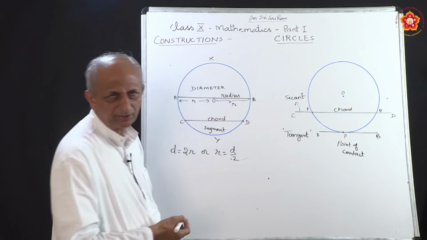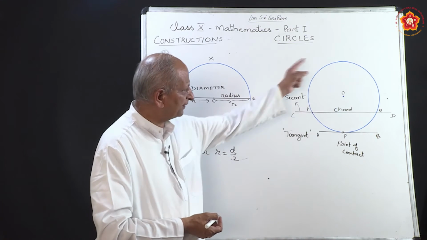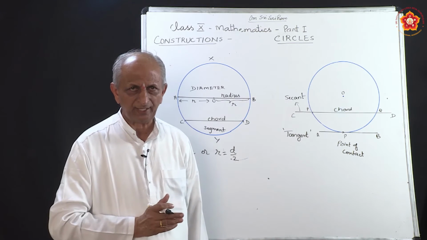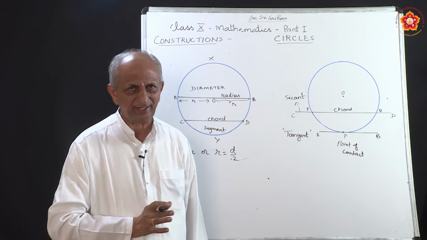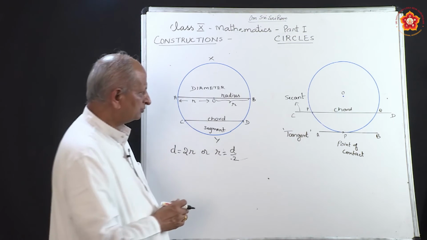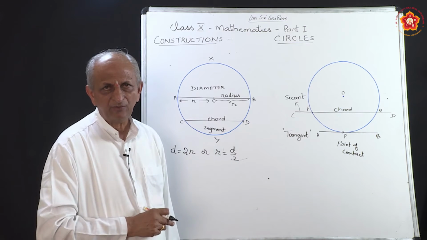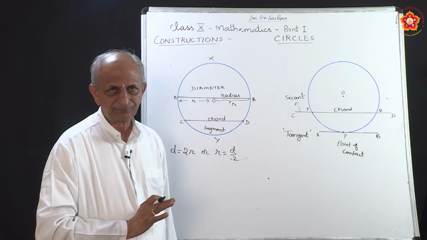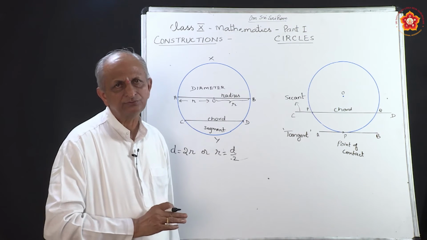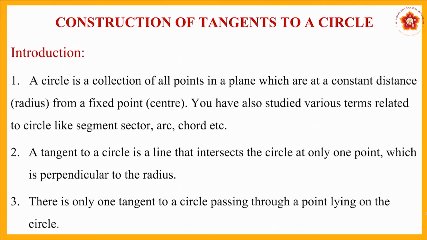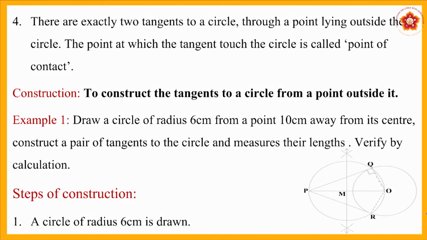Tangent. You already studied all these things. How many tangents can you draw for a given circle? Any number of tangents. As many points are there, so many tangents are there. Now, today's construction is about drawing tangents from an external point. How many tangents can you think of? You can draw 2 and only 2 tangents for a given circle from an external point. Let us see how to construct it. Be ready with compass, scale and pencil, etc.